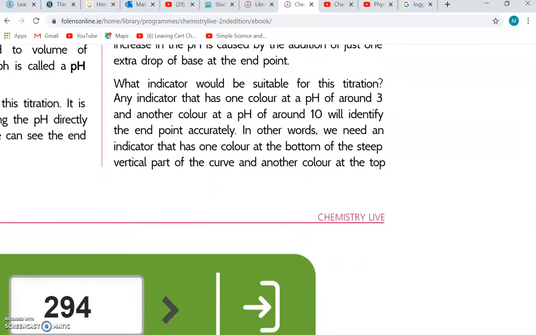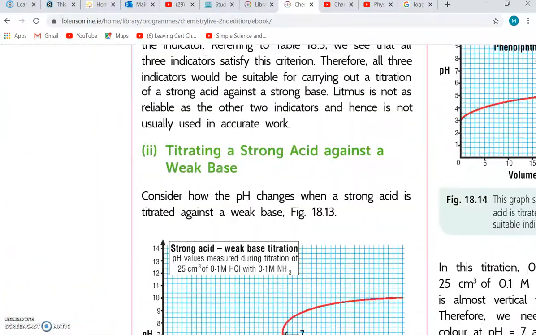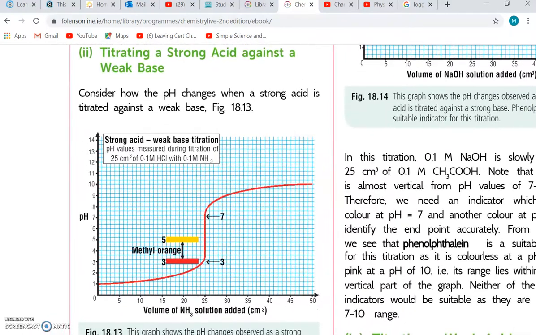Okay, as you move on then and look at a strong acid and a weak base, we get this. Now if you think strong acid, you're going to be low on the pH scale. Weak base, you're going to be mid to medium high, I suppose, from 7 to 10, give or take. So phenolphthalein changes in the range from 8 to 10. So that's not in the range 3 to 7, so that's not going to work for this titration.